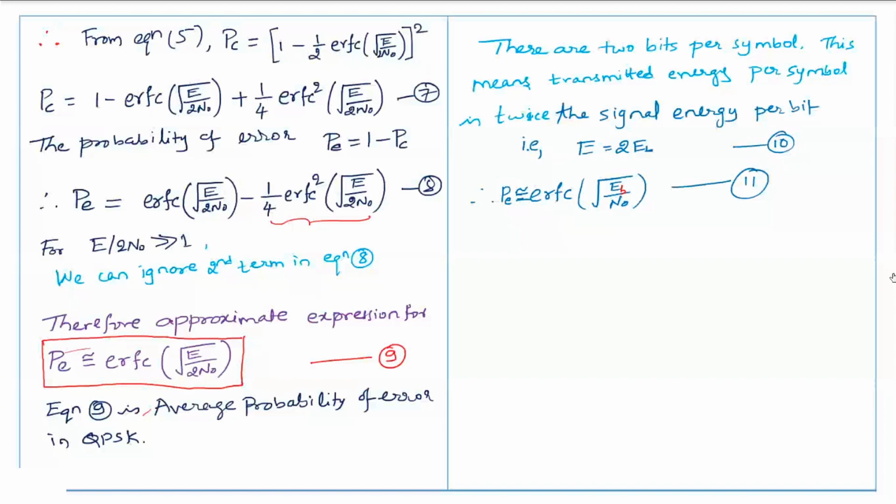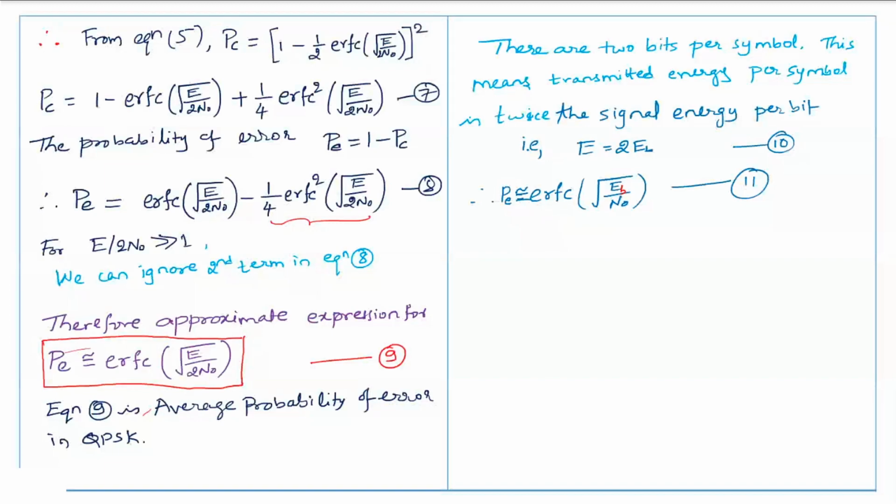So what is the probability of error in BPSK? Coherent BPSK. Sir, it's half of what we got here. Half ERFC of root of EB by N naught.